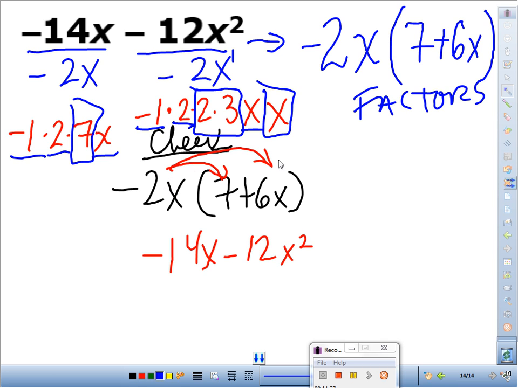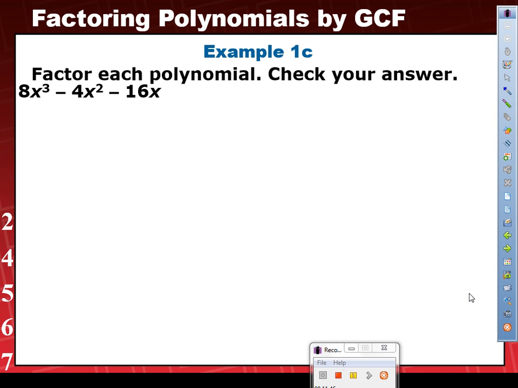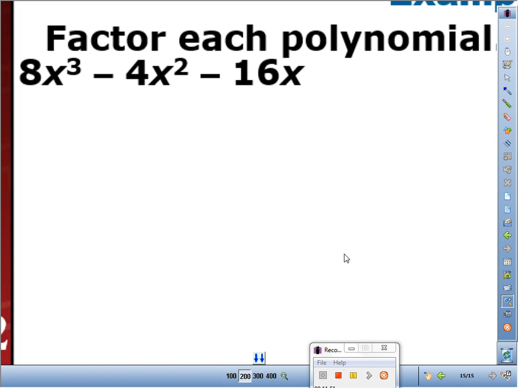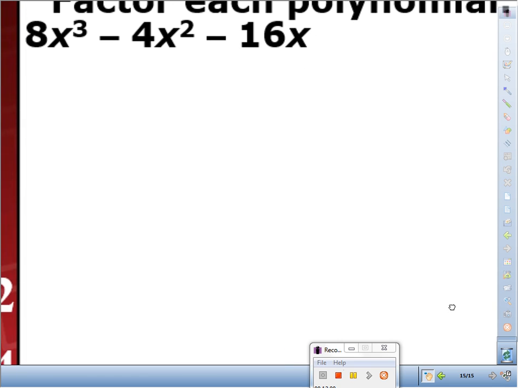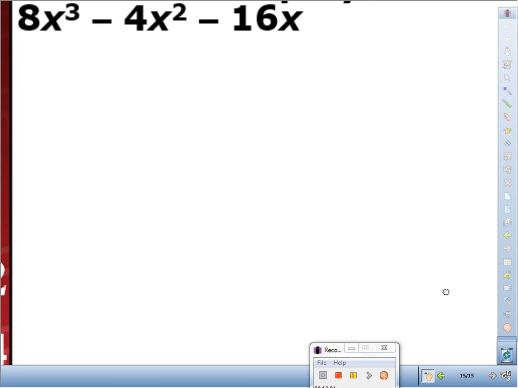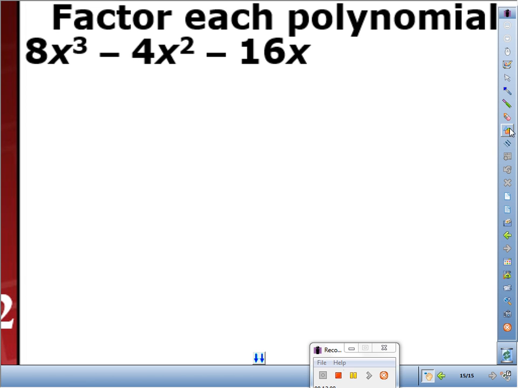How are we doing? Let's do another one. Copy this one down, please. Example 1c. Eight x cubed, negative 4x squared, negative 16x. Okay, let me make some space. Whoop, sorry.